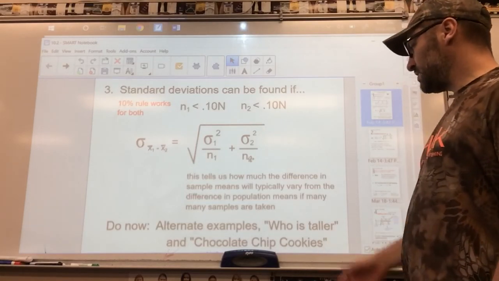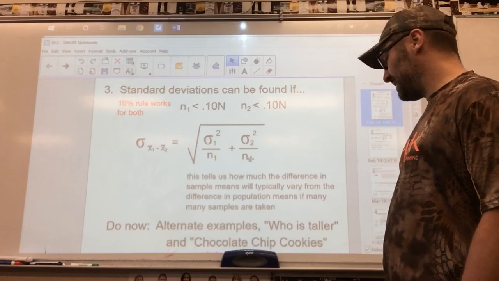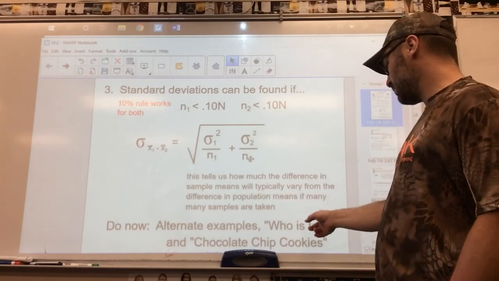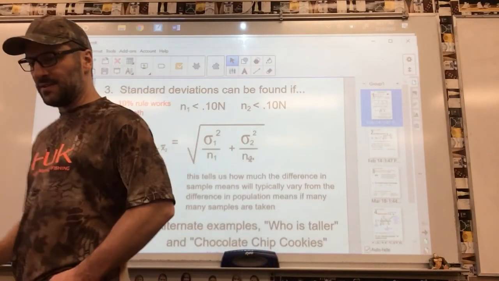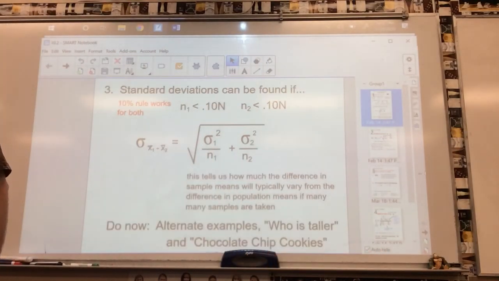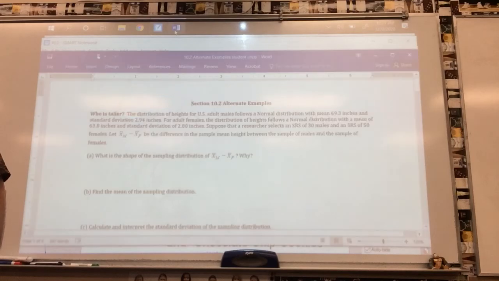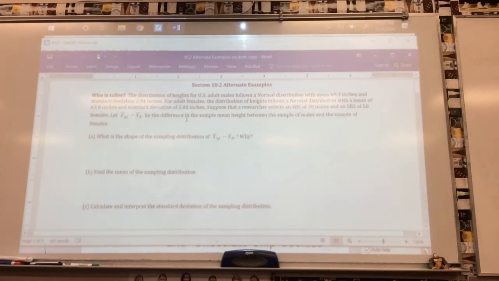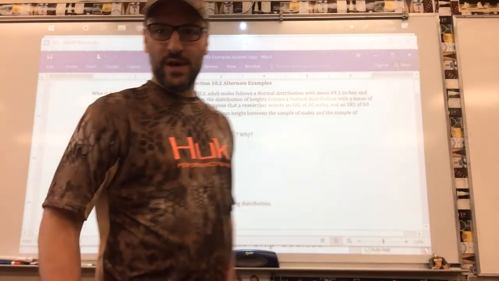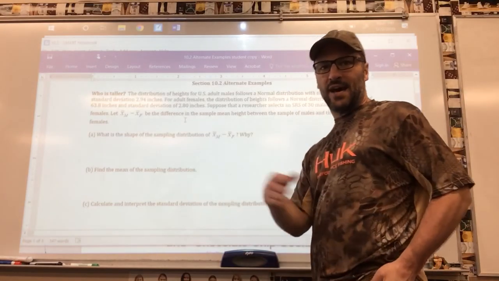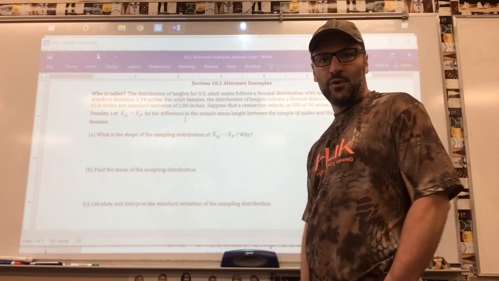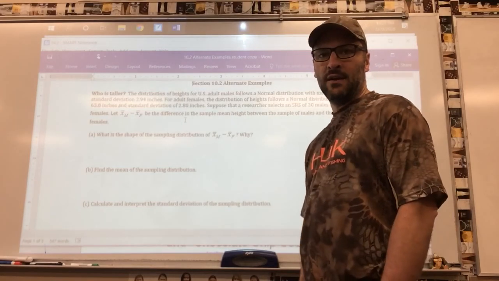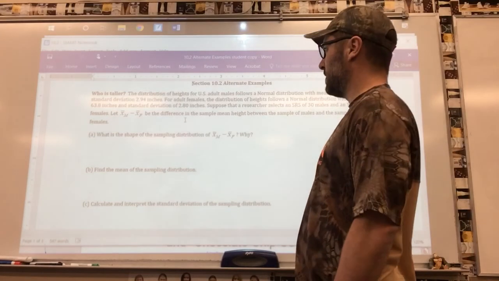Okay, what I want you to do now is pause it, go find your alternate examples, and we're going to do who is taller and chocolate chip cookies right out of your extra examples. So here we go, alternate examples. I hope you have this out. Be filling these out after we're all done with this. At the end of 10.2, I'll have a place for you to turn it in. Right now we're just doing them and filling them in as we go along.